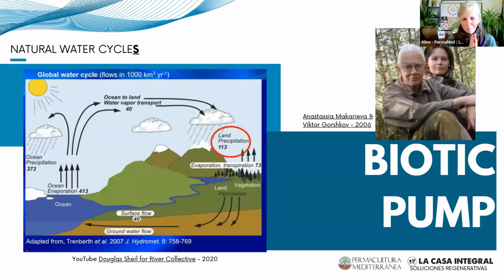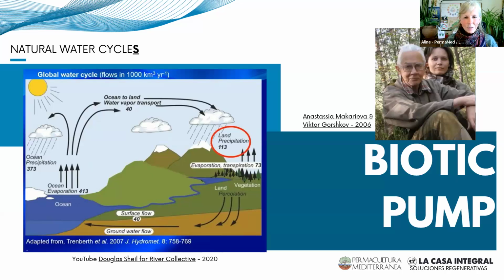But the basic information that I would like you to leave today's session with is that the green water cycle is of highest importance. There is not just one water cycle, there is more than one water cycle. There are many natural water cycles, and we would call them the big water cycle and the small water cycle, or the blue water cycle and the green water cycle. And some people have actually called the small water cycle the biotic pump.